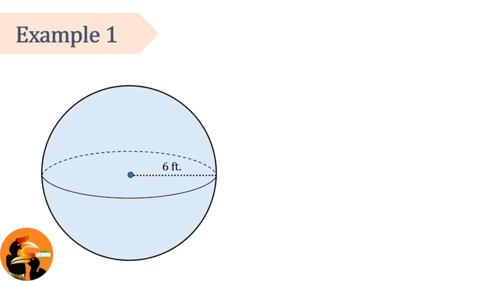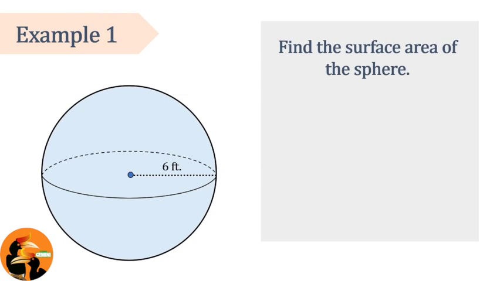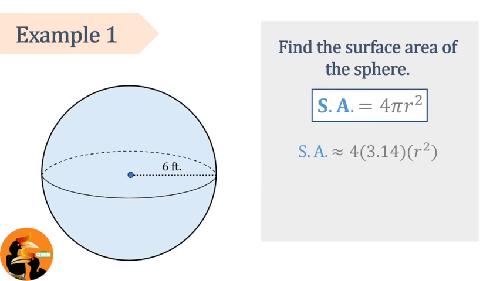In front of us, we have a blue sphere with a radius of 6 feet. Using this information, let's find the surface area of the sphere. Remember our equation for finding surface area? It's 4 times pi times the radius squared. We know that we can use 3.14 for pi, so let's substitute that into our formula. Now, because we're using a rounded number for pi, our answers will be approximate.